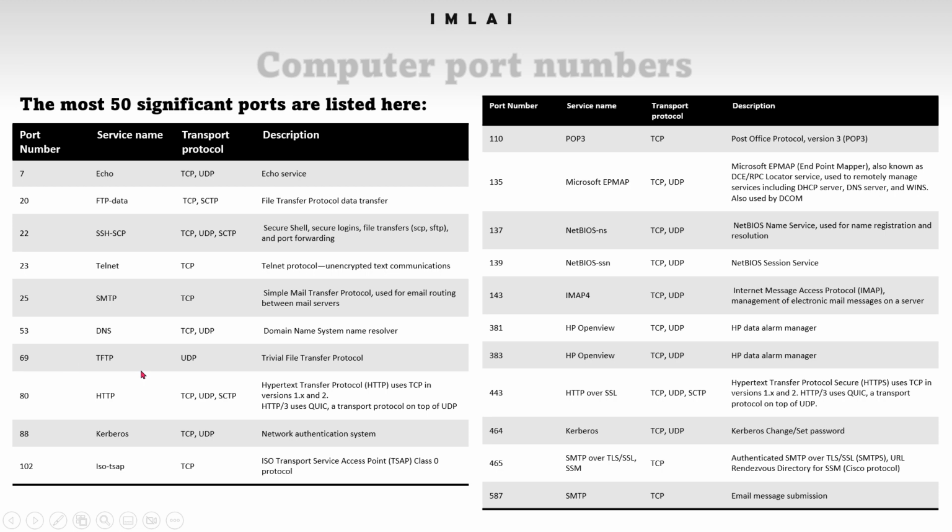After that we have DNS, the Domain Name System name resolver. This DNS service runs at port number 53, and it uses transport protocols such as TCP and UDP. Then after that we have TFTP, that is Trivial File Transfer Protocol. This runs at port number 69 with the transport protocol UDP.